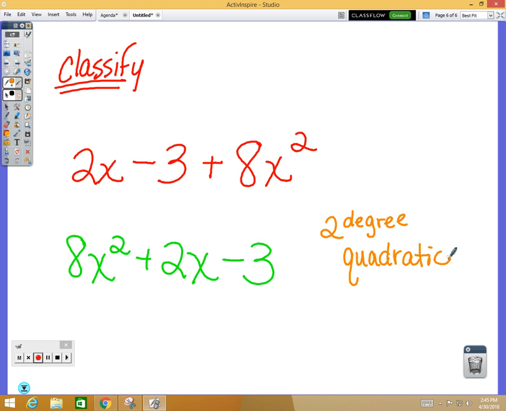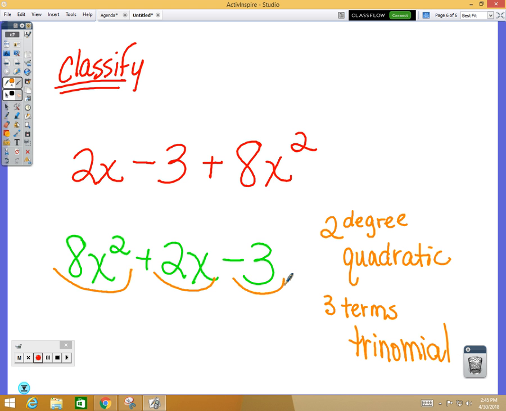Some of you are getting 2 confused with 2 terms. How many terms are here? 3 terms, so it's called a trinomial. Hold on, I have a question before yours, Emily. Where is the 3rd term? Here's 1 term, here's 2 terms, here's 3 terms. They're separated by the plus and minus signs. Emily, question. Just quadratic trinomial is fine.